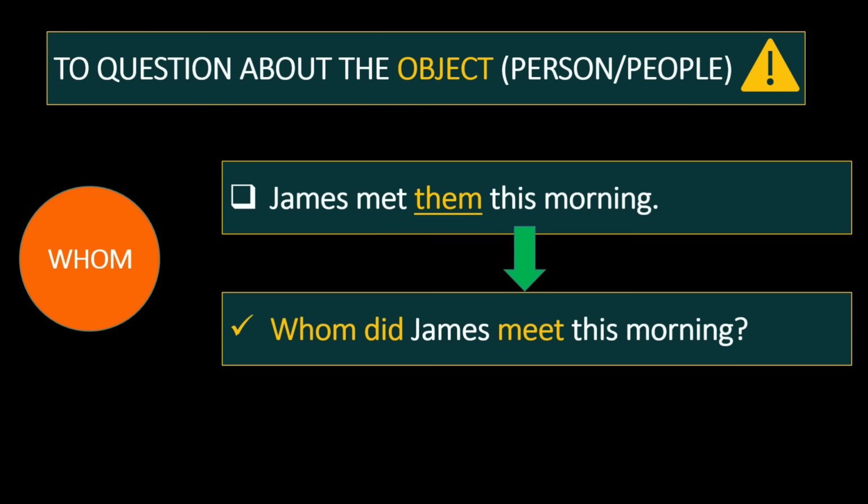Okay, let's see how you can get the object as the answer. Whom did James meet this morning? Now this is when we use whom. Whom is the object form of who. We can use whom to question about objects. Now, whom did James meet this morning? One thing that you must notice here is this one.